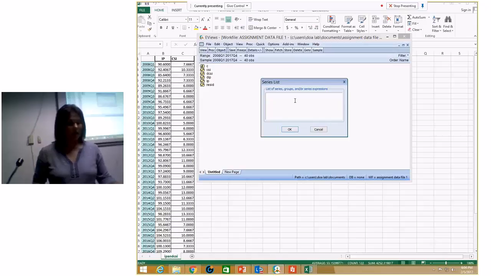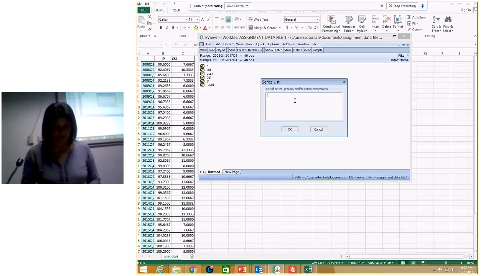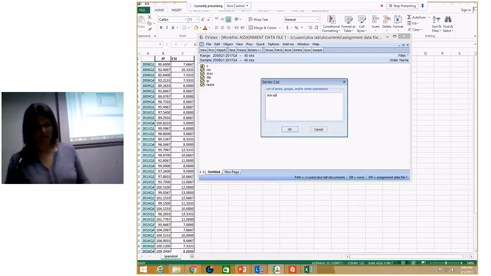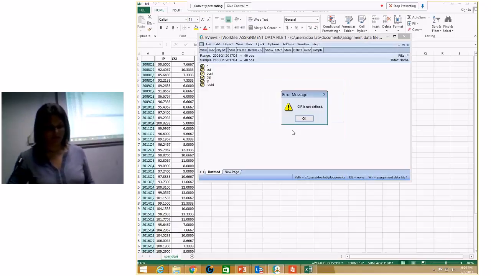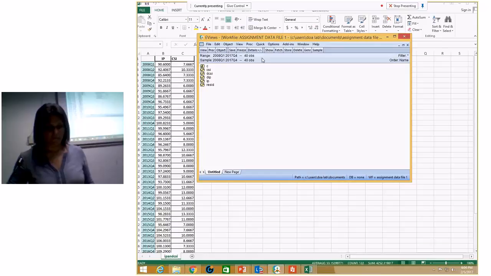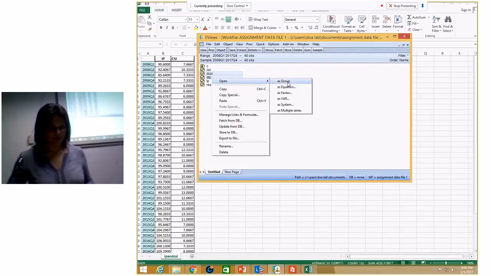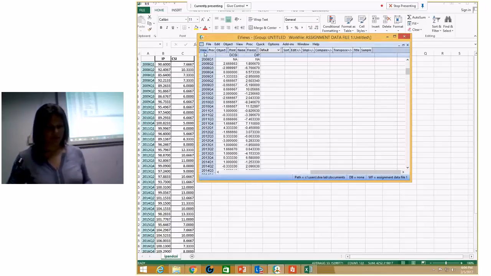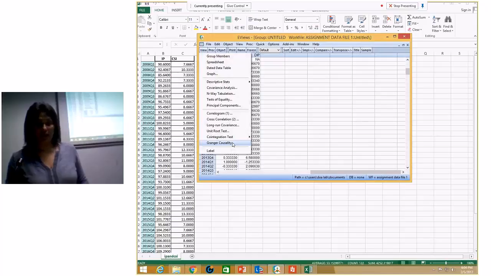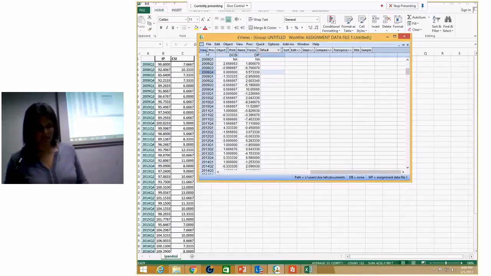Then select the variables, DIP and DCSI, these two, and open all variables as a group. Then run the Granger causality.